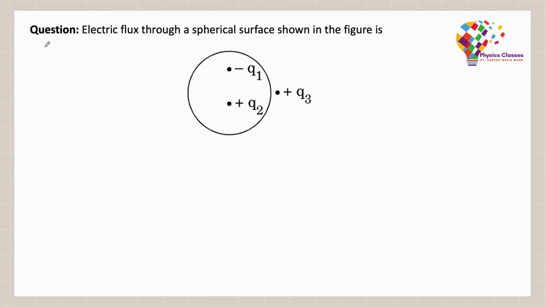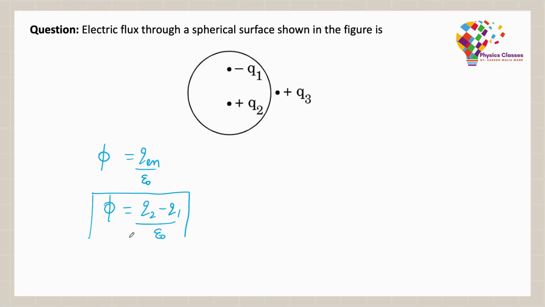Looking at our next question here, electric flux through a spherical surface shown in the figure is. Now I know that the electric flux is the charge enclosed by epsilon naught. Therefore, the only two charges that contribute to the flux are the ones that are inside the spherical surface, that is Q2 and Q1. So I will have Q2 minus Q1 upon epsilon naught as my final answer. Q2 is positive, Q1 is negative. I have directly taken the signs from the figure. So you just have to substitute.